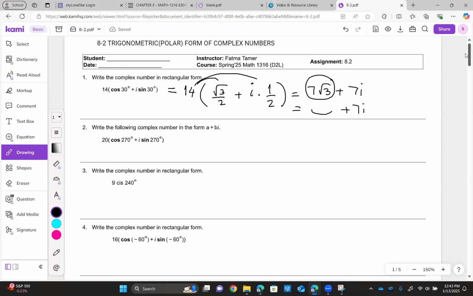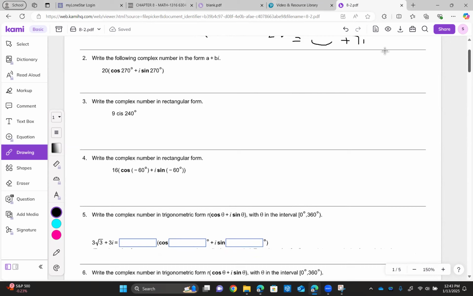Number 2 is a similar question. Again, we have the polar form of a complex number, and we want to convert it to the form a plus bi, which means we will copy the remaining. Instead of cosine of 270, I'm not using a calculator. I'm thinking about the unit circle in my head and then giving you the corresponding numbers.